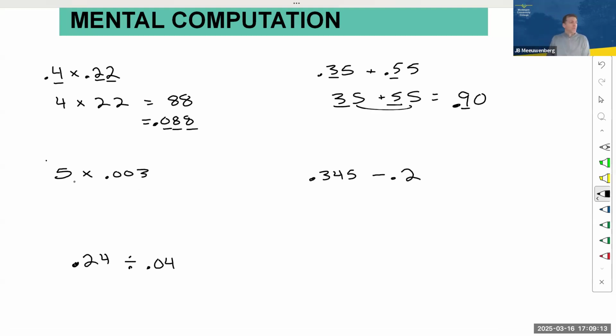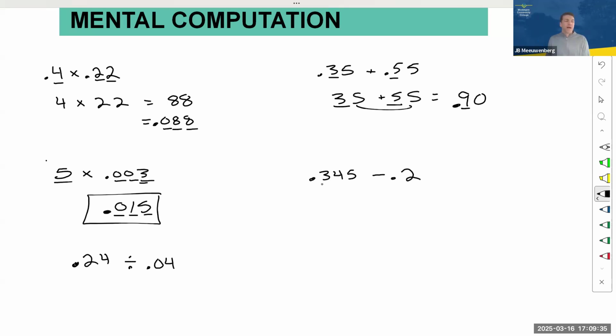For the first one, we're multiplying. And so I know that 5 times 3 is 15. If I just think about 5 and 3, it's 15. Consider, where does that decimal point have to go? Again, 1, 2, 3 decimal places. 1, 2, 3 would require that 0, and we have 0.015.